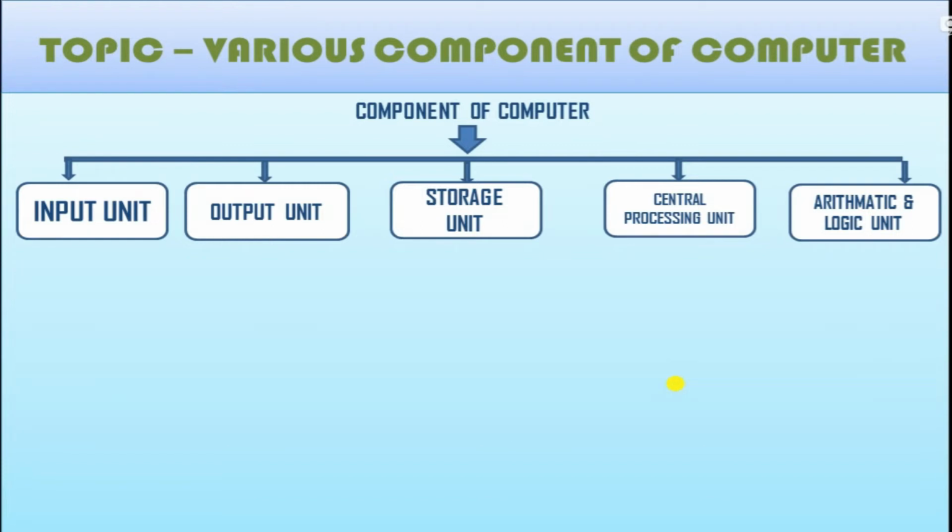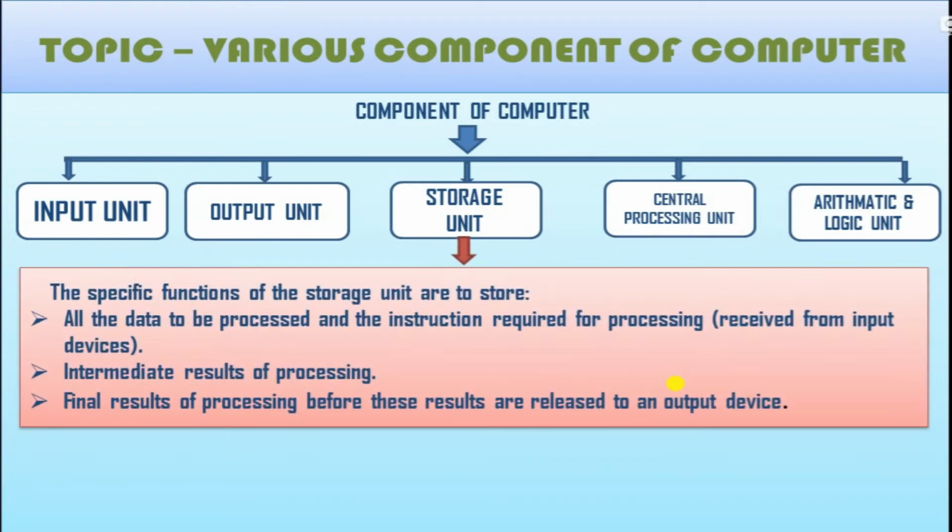Then the storage unit. We all know a storage unit is used to store. It is used to store all the data to be processed and the instructions required for processing, intermediate results of processing, and also it stores final results of processing before these results are released to an output device. So this is the storage unit.